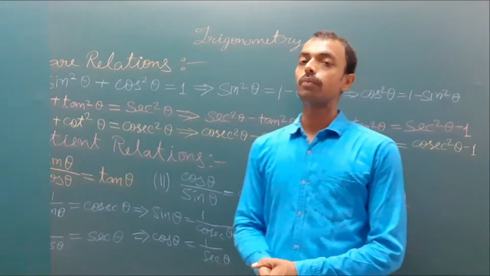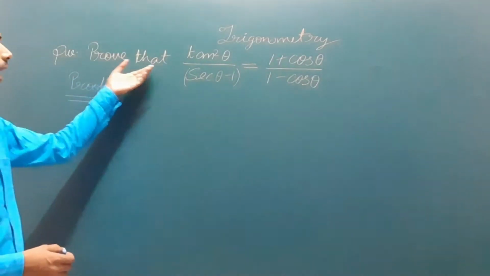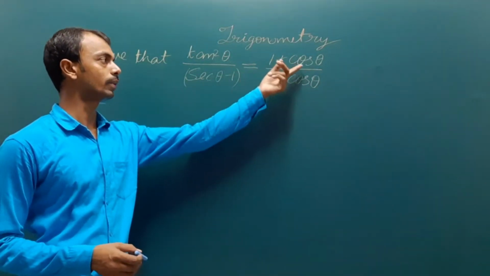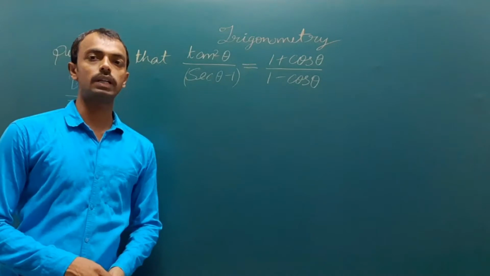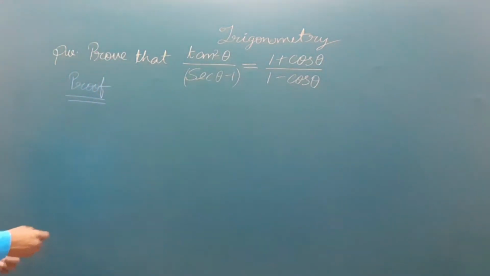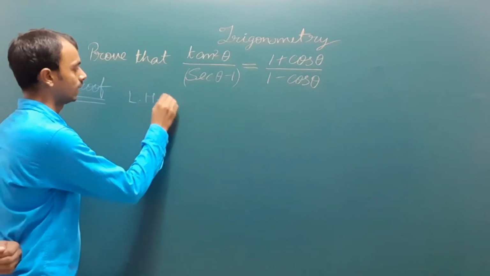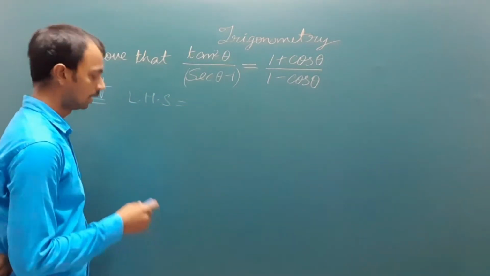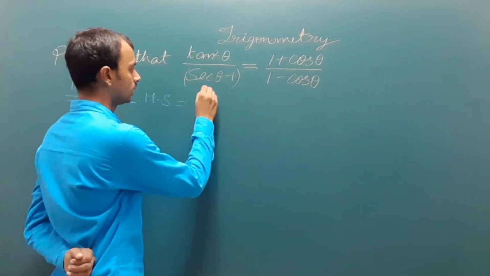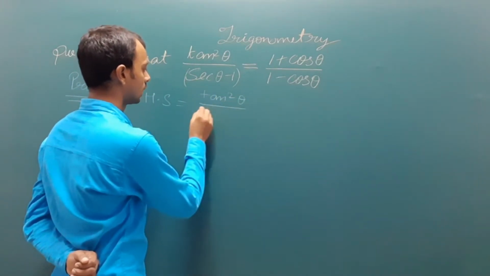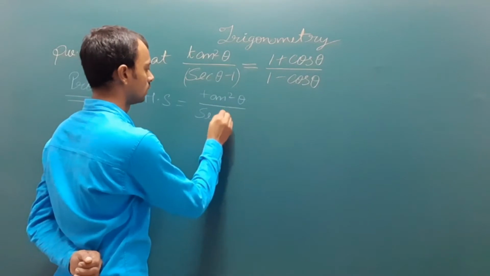Now we will solve a few numerical questions. Prove that tan square theta upon sec theta minus 1 is equal to 1 plus cos theta upon 1 minus cos theta. Here we have to take the left hand side. What is at the left hand side? At the left hand side we have tan square theta upon sec theta minus 1.